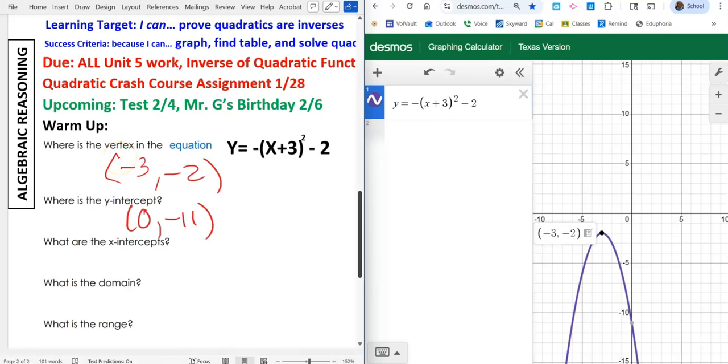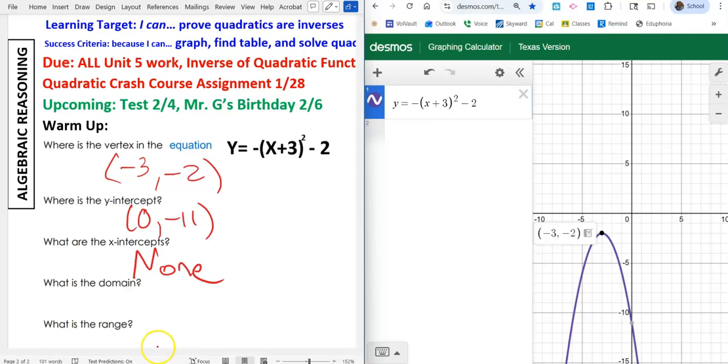Now, where does this cross the x-axis? Where does it cross this line? It doesn't. It's not 0, because 0 would actually be touching 0. It's actually no solution. So what are the x-intercepts? You can put none, nada, nunya.